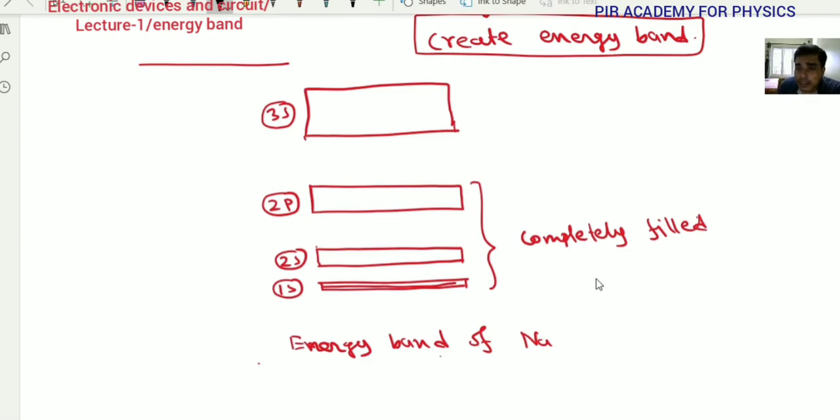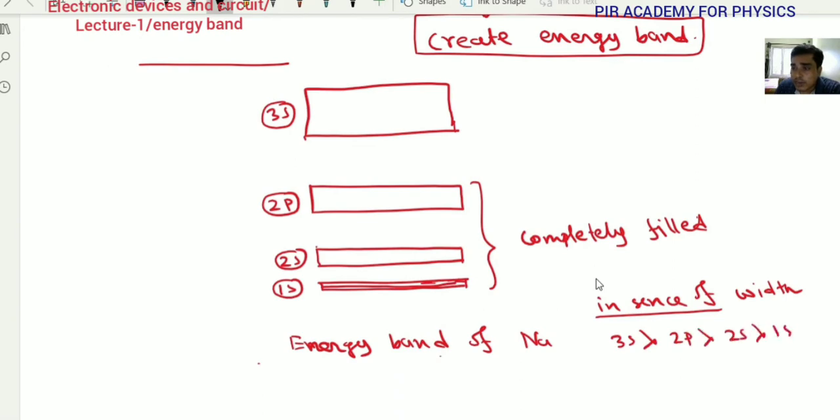Here you see the difference between the energy levels. This one is thinner, then this energy level is wider. That means in the sense of width, 3s is greater than 2p, greater than 2s, greater than 1s. In the sense of width of an energy band, this energy band is wider than this, and this 2p energy band is wider than 2s.